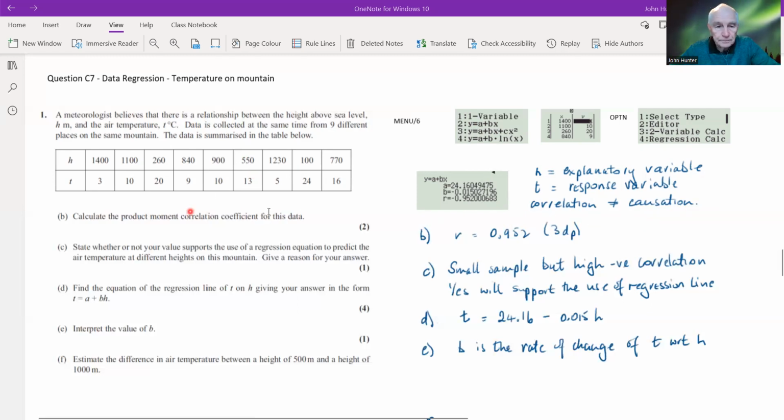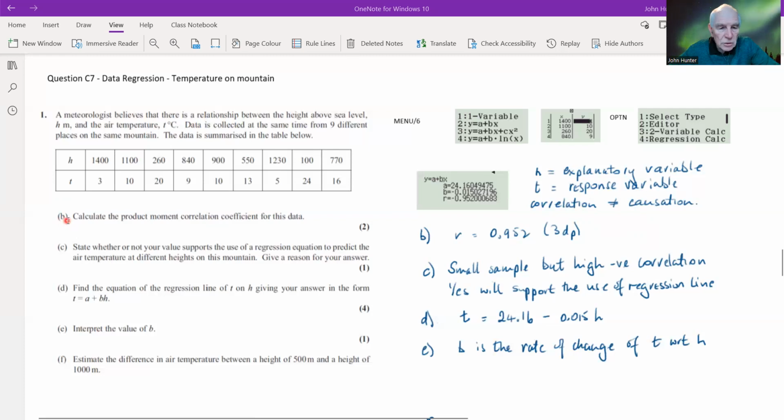Okay, so it goes on. You might have noticed that there's no part A to this, and the reason for that is this is actually an old question, and it dates back to the days when you had to do these calculations by hand, virtually. So you had some unnecessary calculations to do, unnecessary in the sense that now the calculator does it all for you.